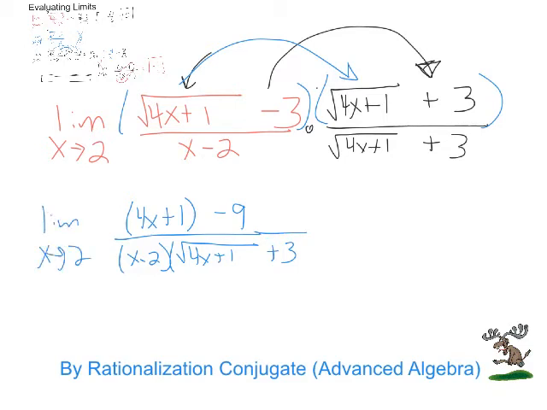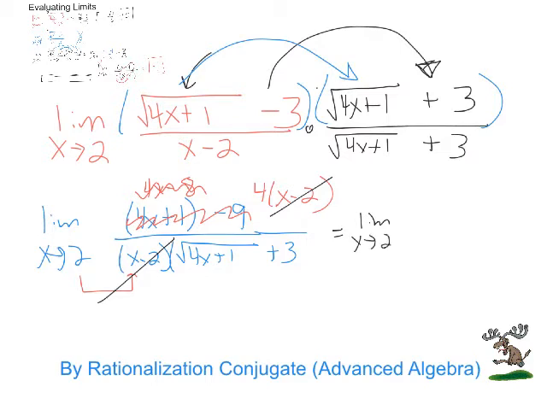And our numerator becomes 4x minus 8. We're still not where we can substitute in, because we still have that 0 that would happen right there. So then our numerator factors to 4 times x minus 2. And now that x minus 2 cancels out, we arrive at the limit as x goes to 2 of 4 over root 4x plus 1 plus 3.